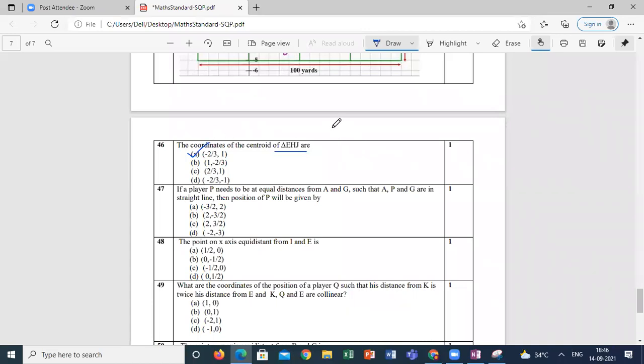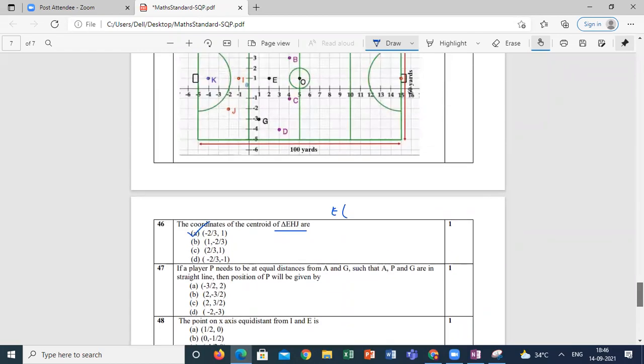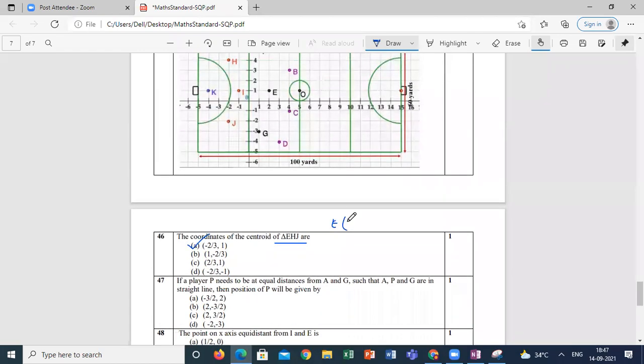First I calculated the E value. From the diagram, E is 2 comma 1, H is minus 2 comma 4, and J is minus 2 comma minus 2. Then 2 minus 2 minus 2 by 3 is the first coordinate, and for the second, 1 plus 4 minus 2 is 5 minus 2, that is 3 by 3. So the answer is minus 2 by 3 comma 1.